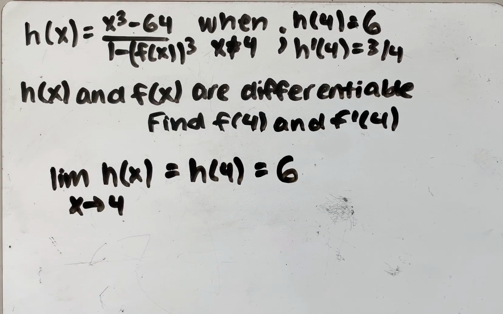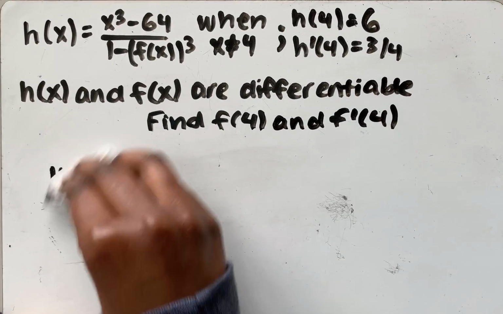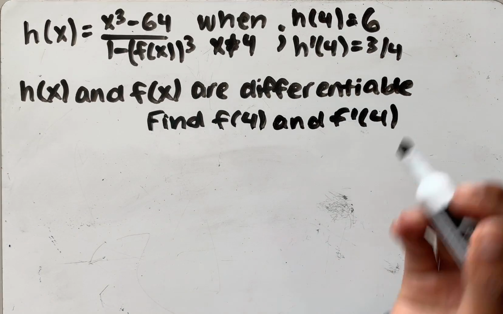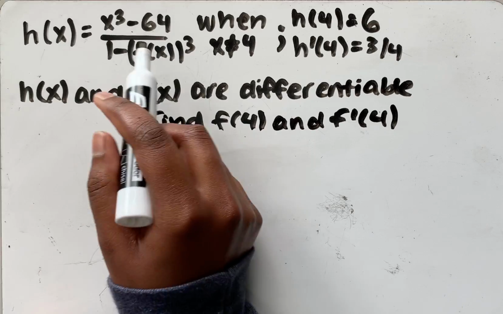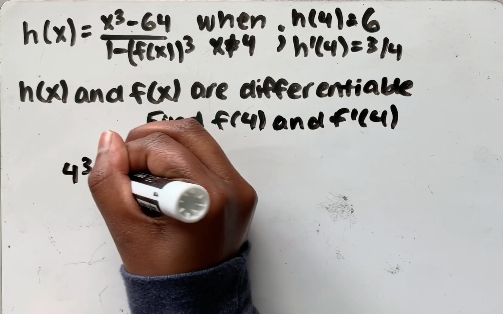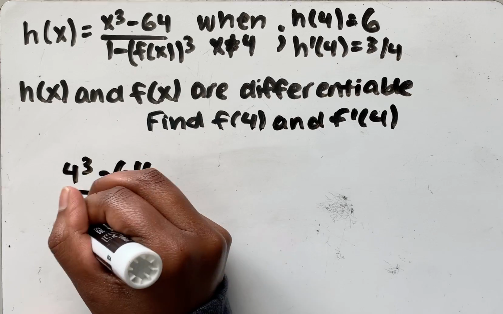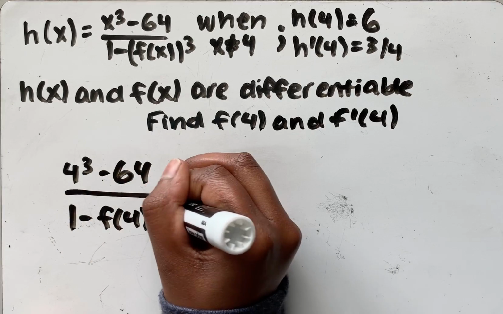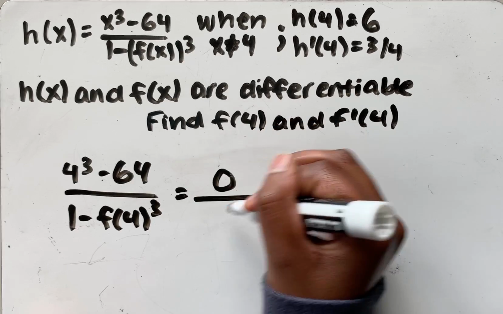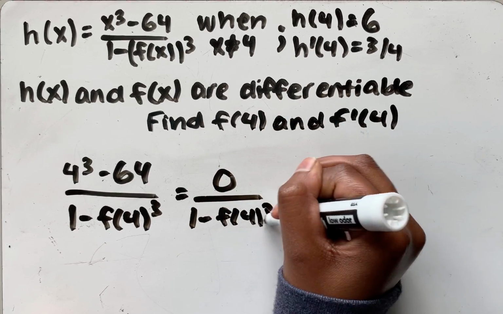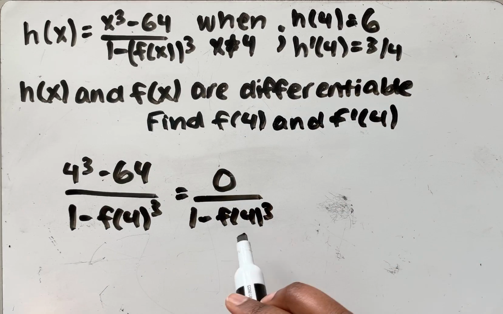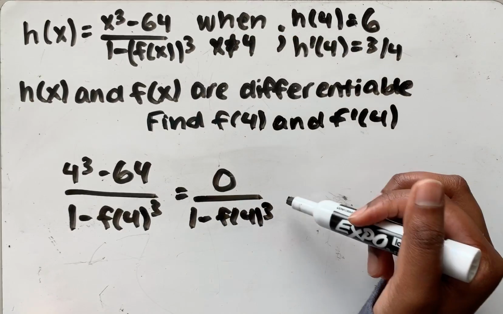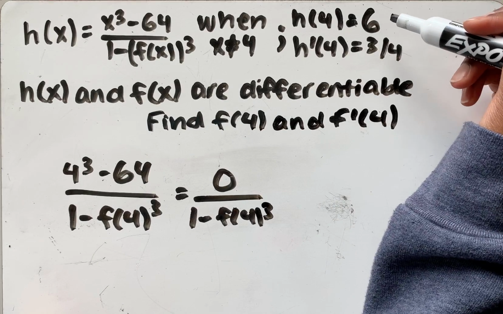So in order to do this, let's try to make the limit of h of x as x approaches 4 actually equal 6. So if we just plug in 4 to h of x, on the top we see 4 cubed minus 64 over 1 minus f of 4 cubed, which equals 0 over 1 minus f of 4 cubed. And we want this limit to be equal to 6. So notice that if f of 4 is any number except for 1, then the limit as x approaches 4 would be 0, which is not what we want. We want it to be 6.